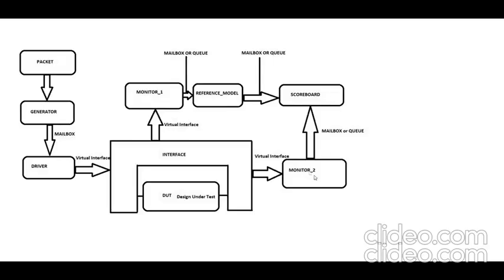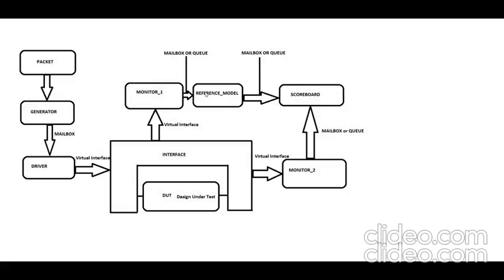Now see why I had taken this second monitor. Try to understand this. If I am using two monitors, then from here you drive your input signals and output signals onto the interface. The interface is connected to your DUT. Now you can sample only the input signals in monitor 1, and whatever output the DUT is producing, you can sample that information in monitor 2. I am doing this because the reference model needs only the input.